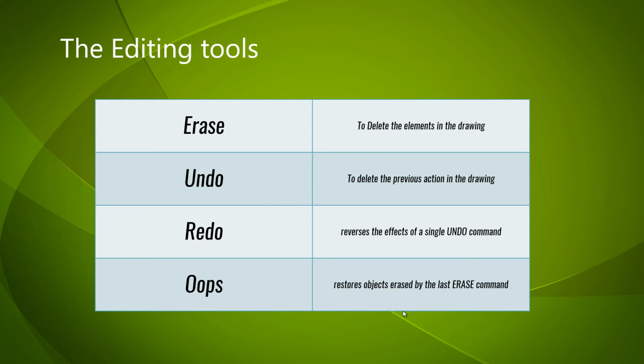And the next one is redo. Redo reverses the effects of a single undo command. That means if you have done any deletion in the previous action, the redo command will help you to do that action again. And the last one is oops. Oops is a command used to restore the object erased by the last erase command. So let's see each option in detail in the software.